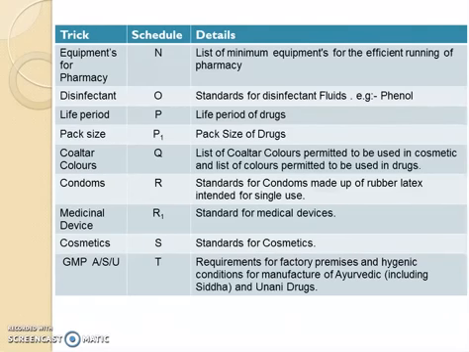Trick to memorize these. N. Equipments for pharmacy. O. Disinfectant. You can also keep in mind that in phenol you are having an O. O stands for disinfectant. P. Life period. P1. Pack size. Q. Now just see that the way I am saying coal tar colors, it is coal tar colors. That is Q for colors. That is coal tar colors can be memorized. R. Condoms. R1. Medicinal devices. S. Cosmetics. T. GMP ASU. That is Ayurveda, Siddha and Unani.